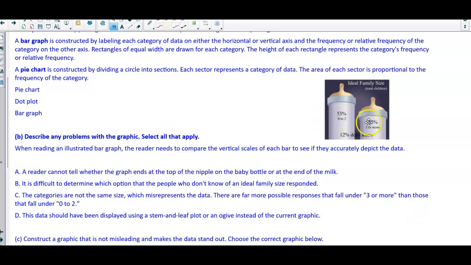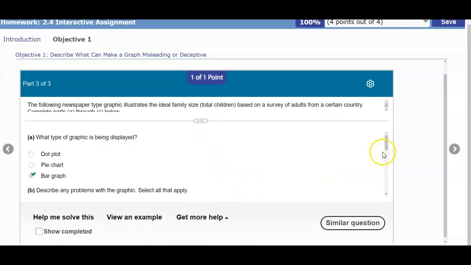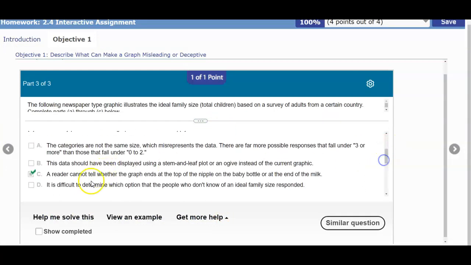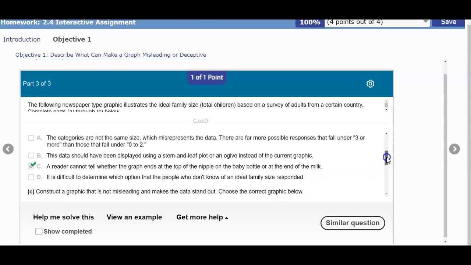Well, that's not the case because we have those percentages. And D, this data should have been displayed using a stem and leaf plot or an ogive instead of the current graphic. Looks like it's part A, where the reader cannot tell where the graph ends at the top. So we're going to choose that result. So it's a reader that cannot tell where the graph ends at the top of the nipple on the baby bottle or at the end of the milk. Okay. Next question, it says to construct a graphic that is not misleading and makes the data stand out.